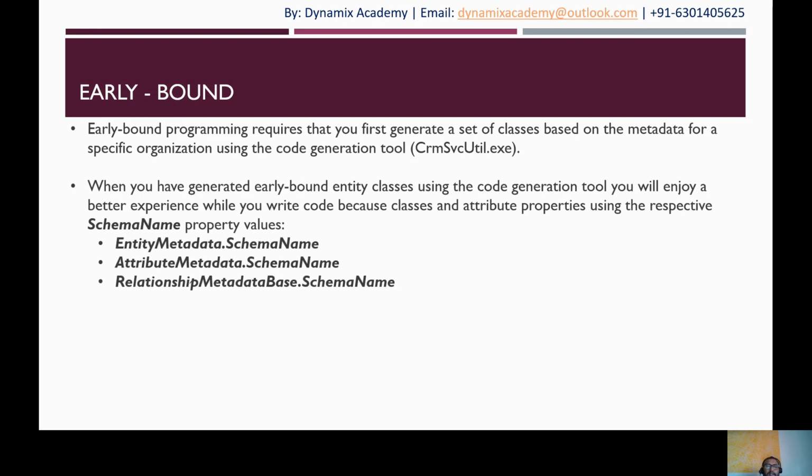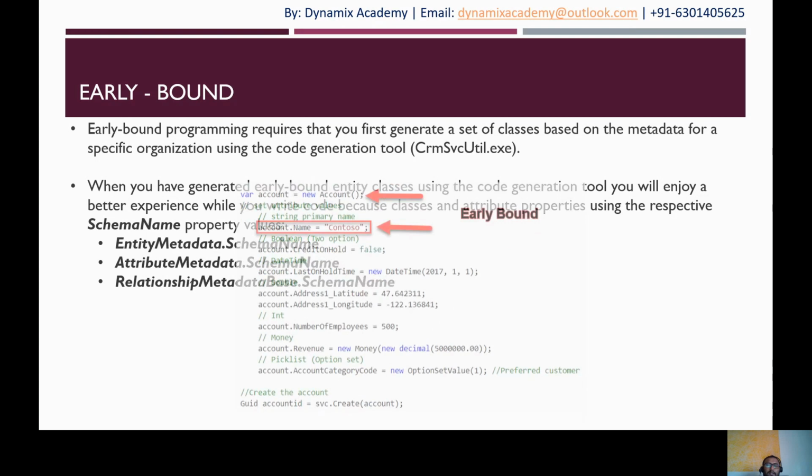And once you have generated the early bound entity classes using the code generation tool, then you will enjoy a better experience while you are writing code, because classes, attributes and relationships all use the schema name property values. For example, if you want to find the entity name, then you can still use the schema name property at all three places, whether it is entity, attribute or relationship metadata. Let me now show you some early bound classes as well.